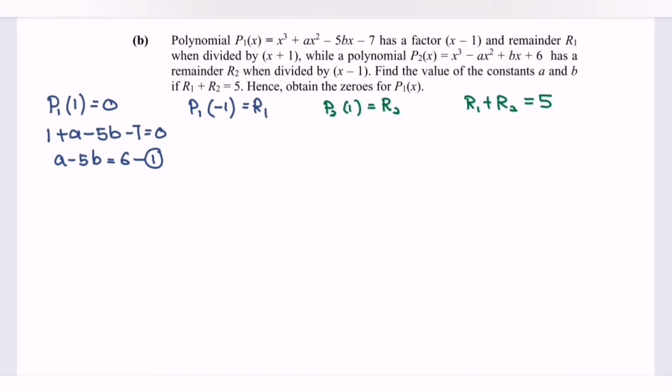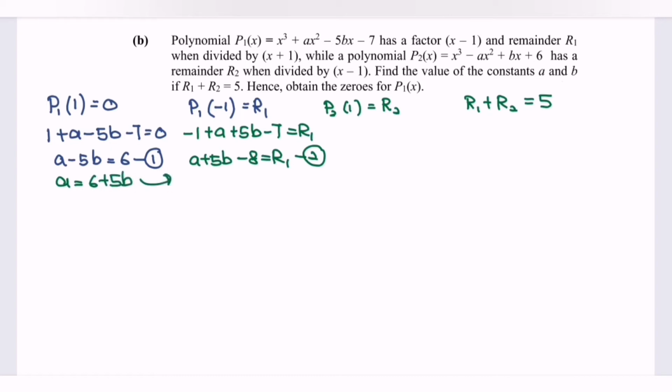Continue. For the second part, with the negative x. P sub 1 bracket, we have negative 1 for the value of x, which is equal to r sub 1. So kindly substitute. So we will have negative 1 plus a plus 5b minus 7 is equal to r1. So kindly rearrange and simplify the situation. So a plus 5b minus 8 is equal to r1. So rearrange the situation. For this case, we notice that we have the second equation. As we can see, a is equal to 6 plus 5b.